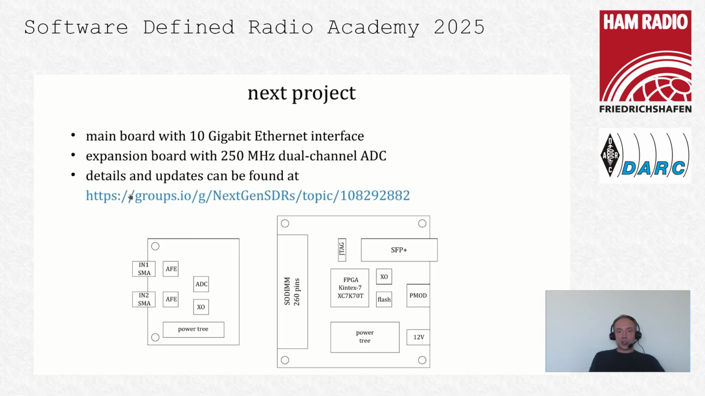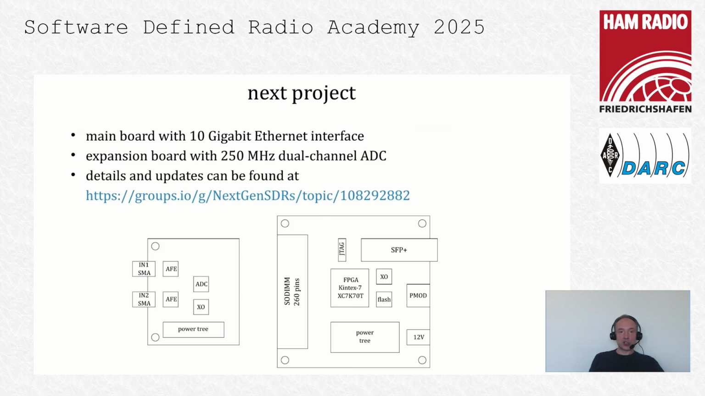In this next project, the idea is to develop both the main board and expansion board as open source hardware. The diagram at the bottom shows an overview of the main board on the right. So it has an FPGA from the Kintex 7 family, an SFP plus connector for 10 gigabit Ethernet interface, and SODIMM connector for the expansion board. It also should have the power supplies for all the components and to provide the power to the expansion board.